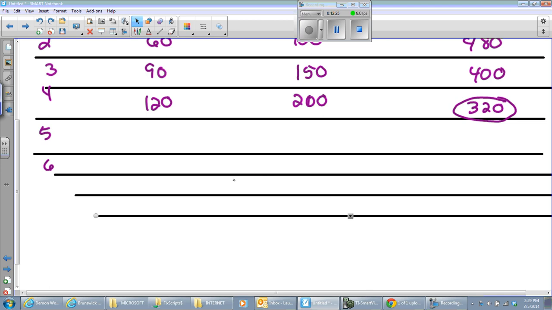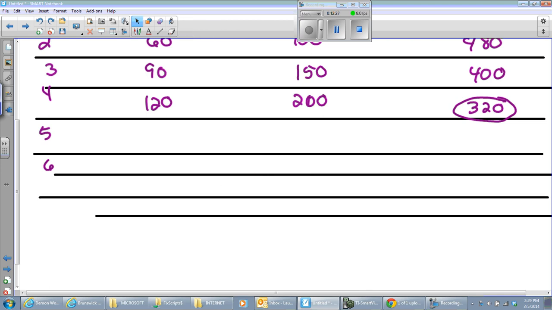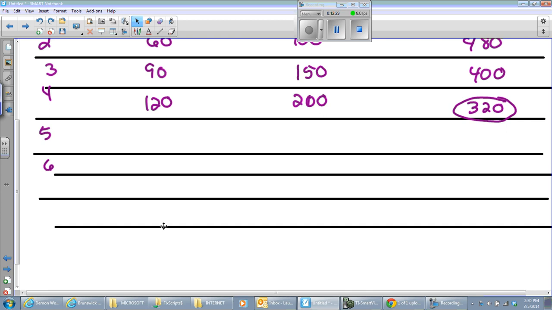7, 8. I'm guessing that I'm only going to need 8 spaces total. And again, this is the long way of doing this. We're not going to do this in class, but I think it's good to understand. Okay, so we're going to go 150. We're going to go 180. We're going to go 210 and 240.